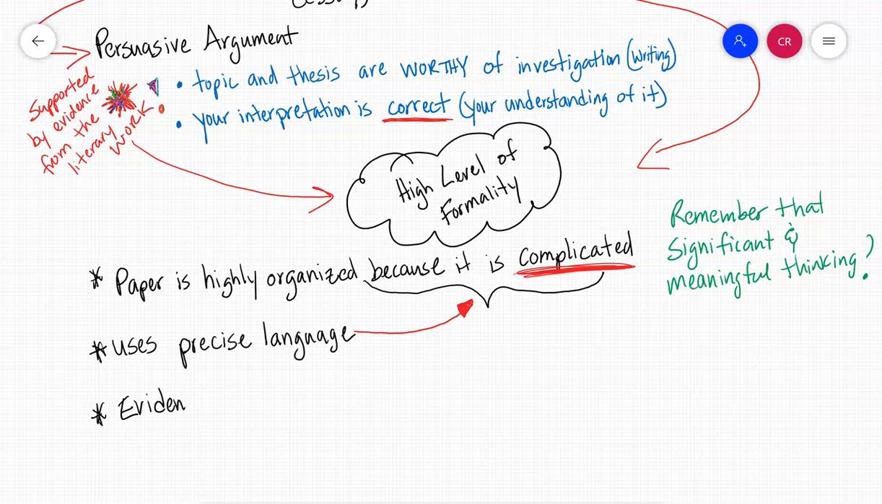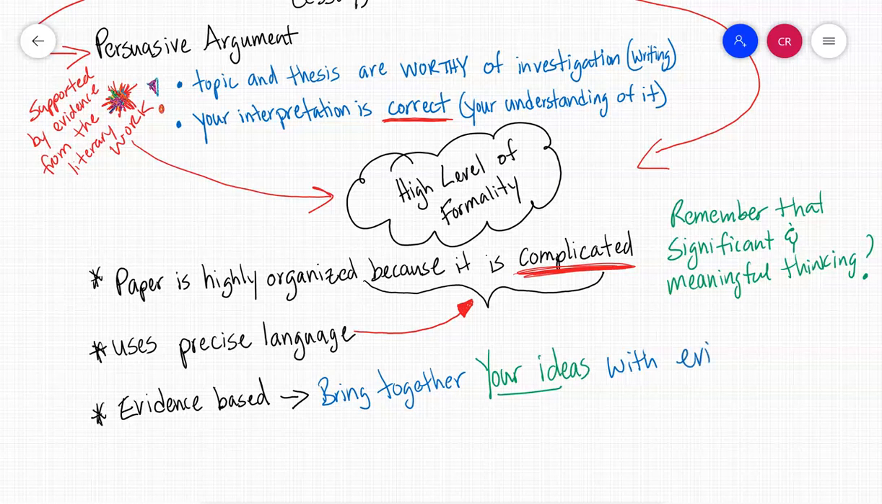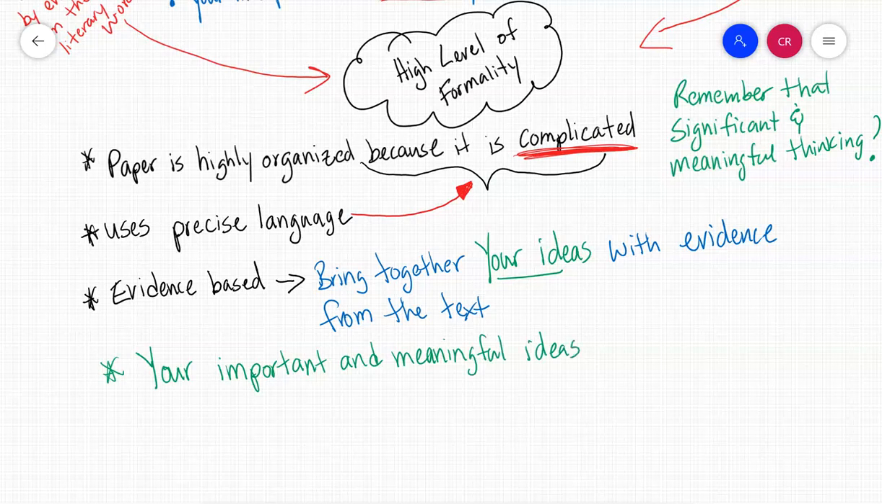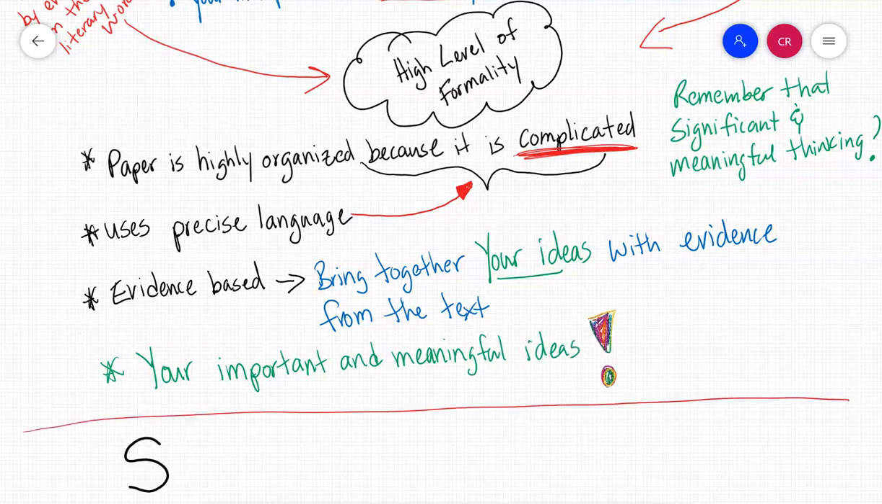In addition, it uses evidence. Where does this evidence come from? It comes from the text itself. When you do literary analysis, there is no reason to do outside research. You are simply bringing together your ideas with evidence from the text. Your important ideas, your important and meaningful thinking, your important and meaningful ideas.